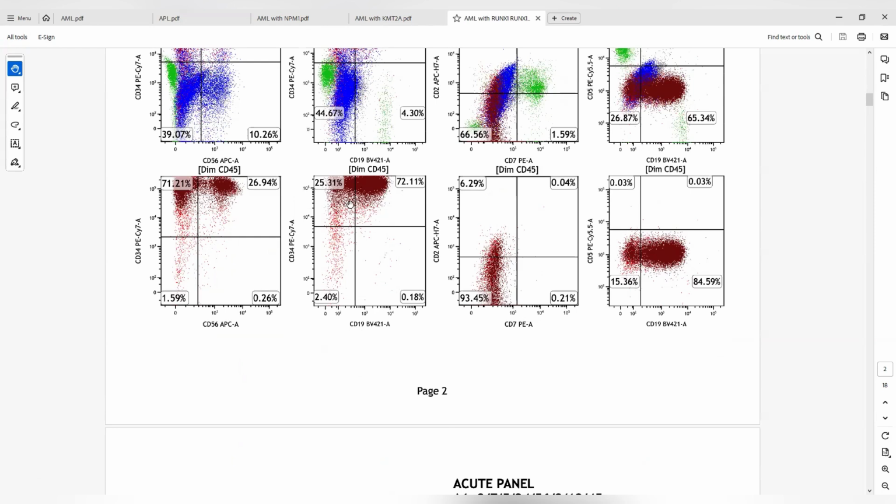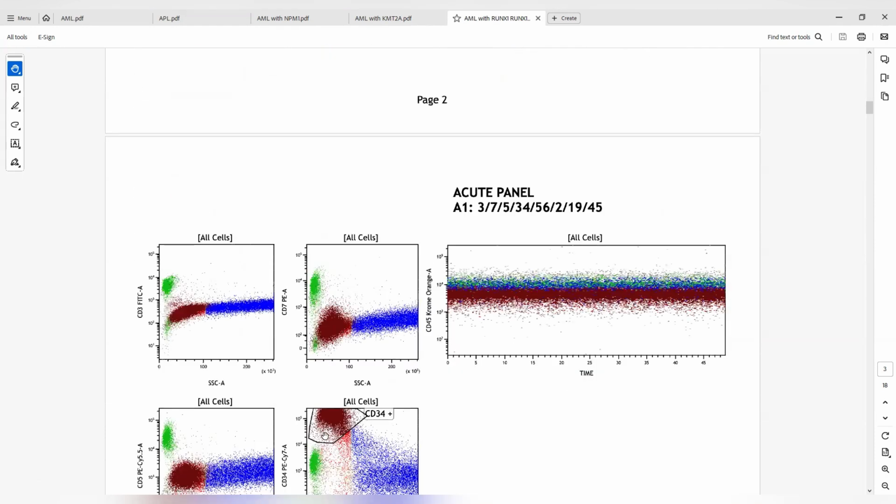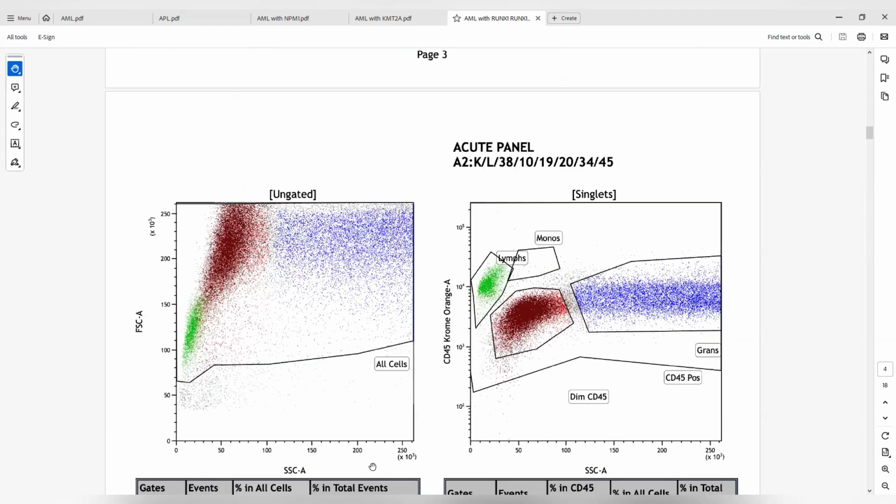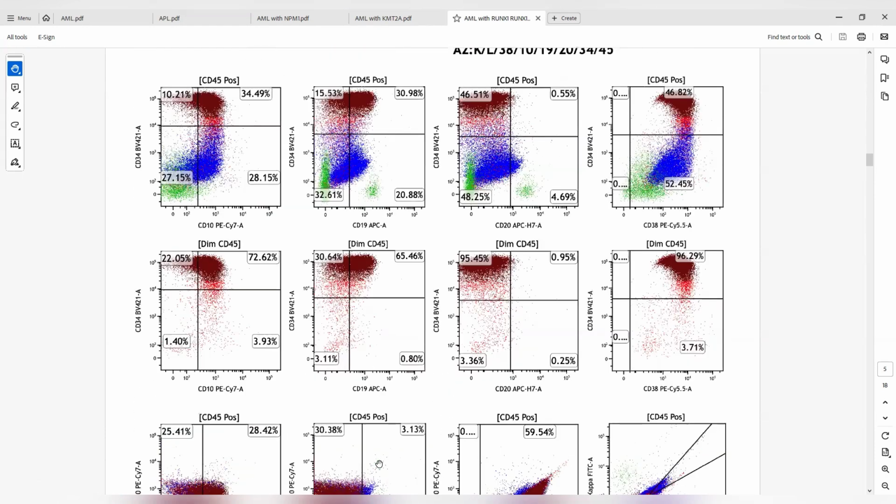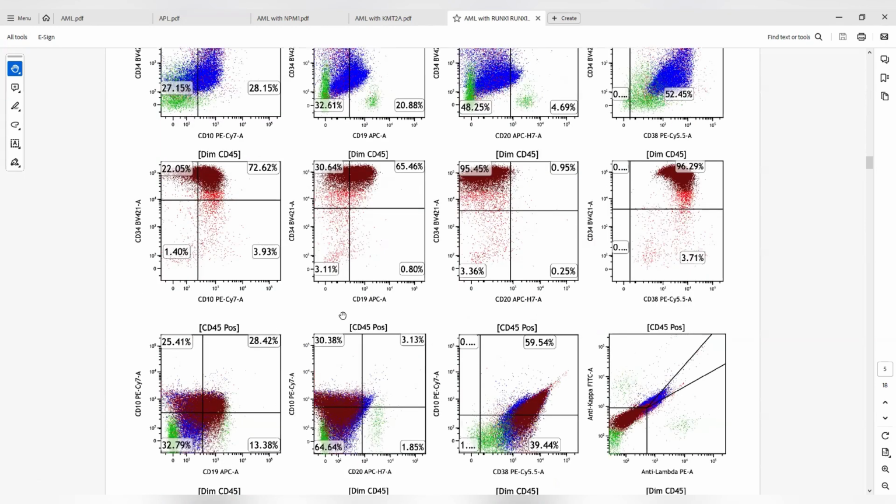CD19 is dim in this population, and CD56 I'd call partial because it seems like we have one population here and a separate population here. This population is CD19 dim, CD10 I'd call dim as well, CD20 is negative in this population, and CD38 is bright in this population.